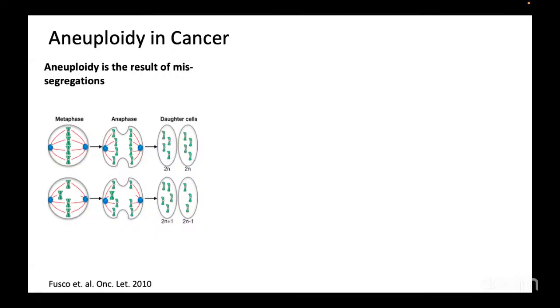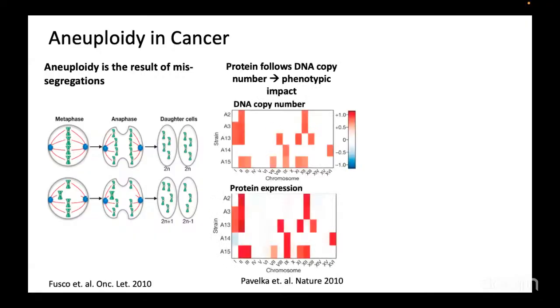So what effect does this have on cells? What we can see here in the middle is the copy number of chromosomes along the bottom axis of different strains of yeast. And you can see these are aneuploid, they've gained different chromosomes. And at the bottom plot, you can see that the protein expression is really closely following the gain in DNA copy number. And you can imagine that this would have significant effects on the phenotype of the cells.